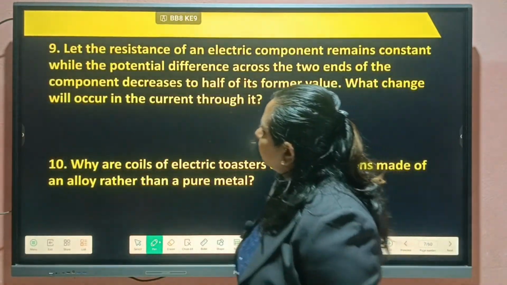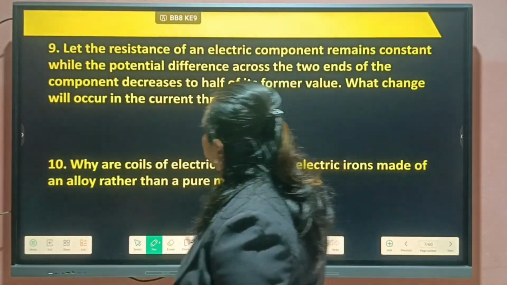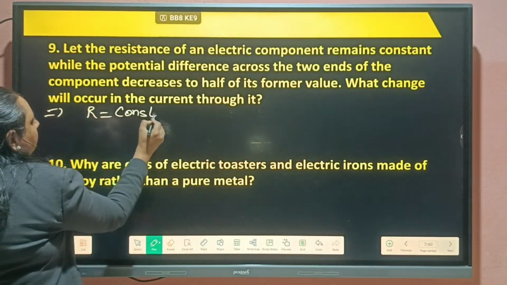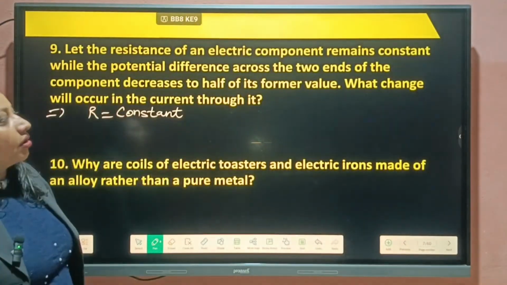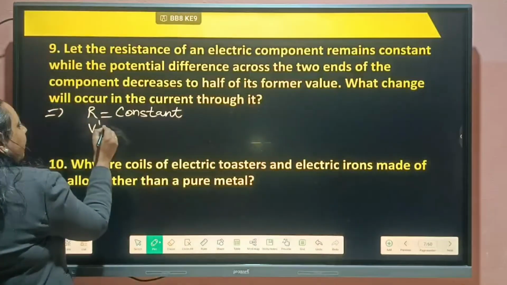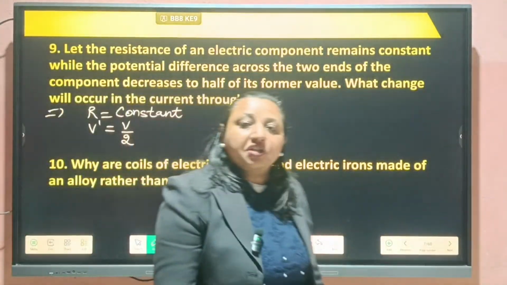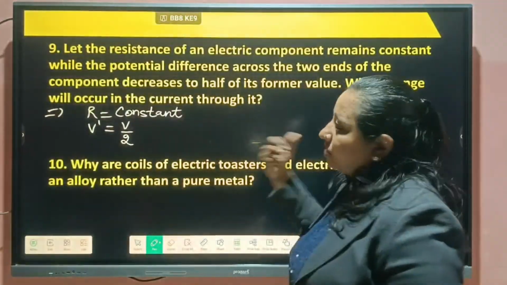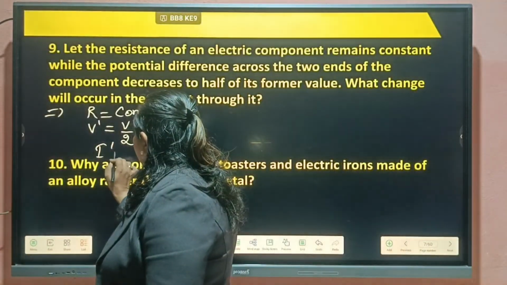Next we have: let the resistance of an electric component remain constant, while the potential difference across the two ends of the component decreases to half. V dash is half of the original, यानी कि potential difference को half कर दिया गया है original value का. What change will occur in the current? So I dash कितना होगा?